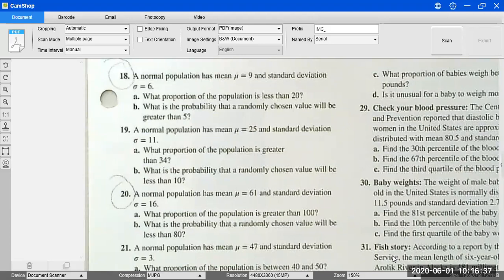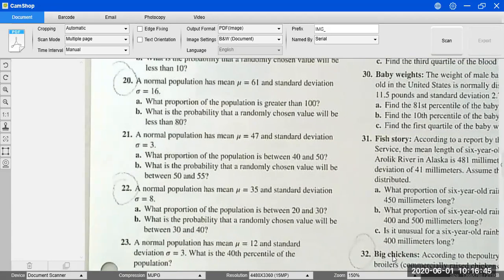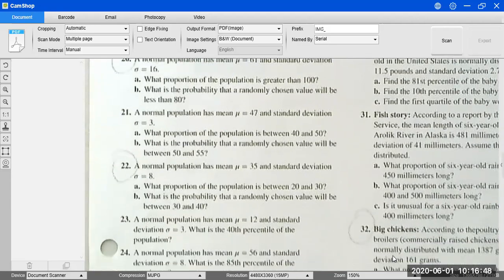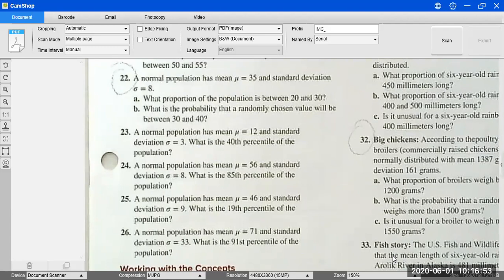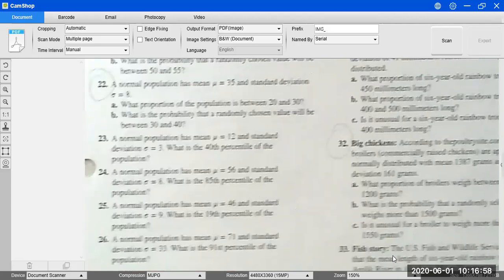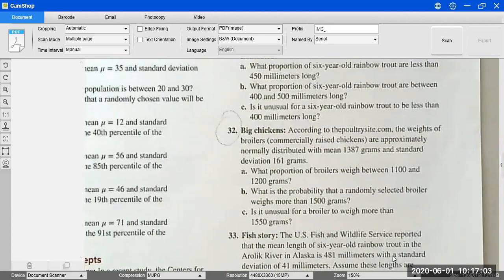And 20. Take screenshots. Then we have problem 22 here. Take another screenshot. And finally problem 32 over here. Another screenshot. Submit your screenshots through Canvas by using the submit button in the corresponding class work section.